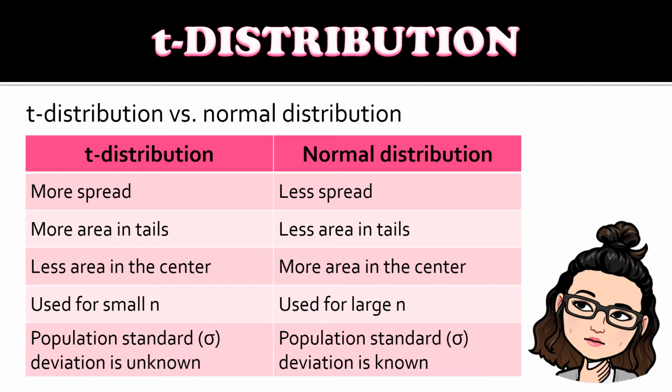In terms of the tail, there are more areas on the tail for the t-distribution compared to the normal distribution. And in the center, there is less area for the t-distribution and more area for the normal distribution. The t-distribution is used for smaller sample sizes, which is less than 30, and for large sample sizes, we use the normal distribution. And the population standard deviation is unknown for the t-distribution, and for the normal distribution, it is known.